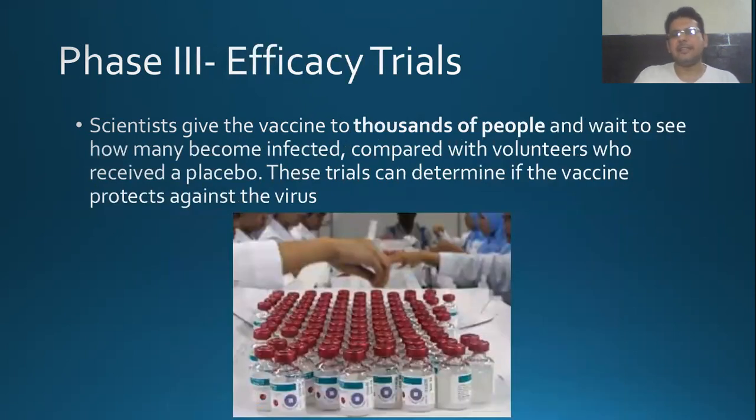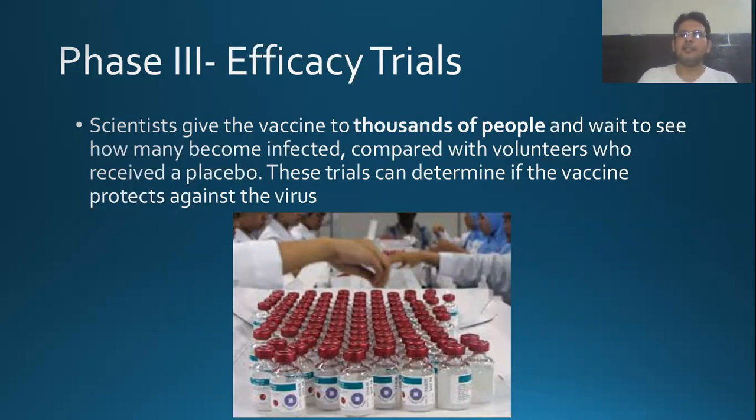Then we go towards phase 3. That is mainly focused on efficacy trials, whether the vaccine that we are going to use is effective or not, whether it is giving the immune response to the wider group or not. Initially I mentioned that in phase 1, it's a very small number. It could be 5 to 10 people. When we go towards phase 2, then we can go to hundreds of people. And in phase 3 trials, we go towards thousands of people.